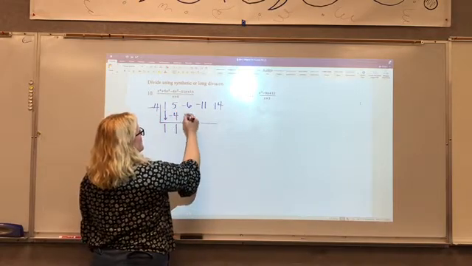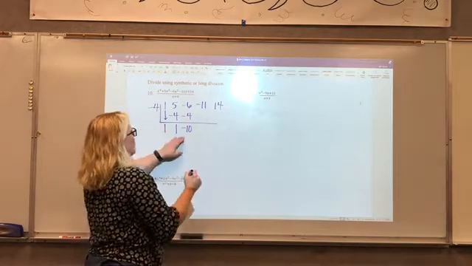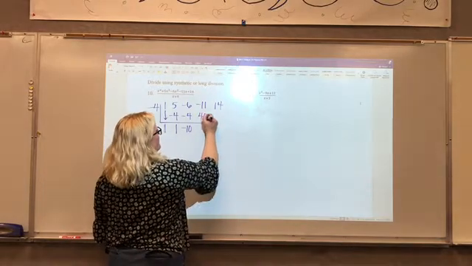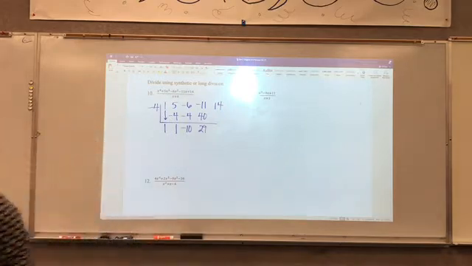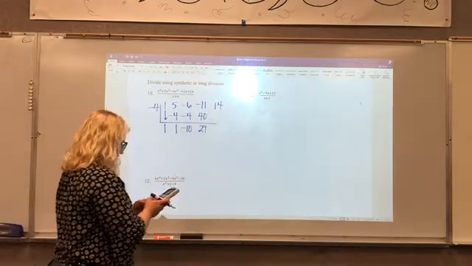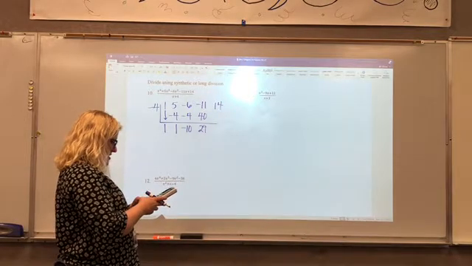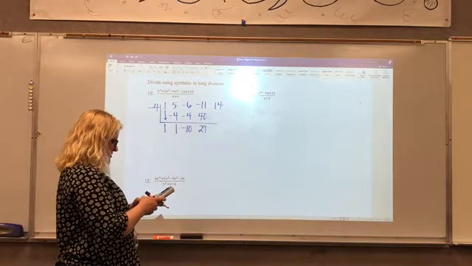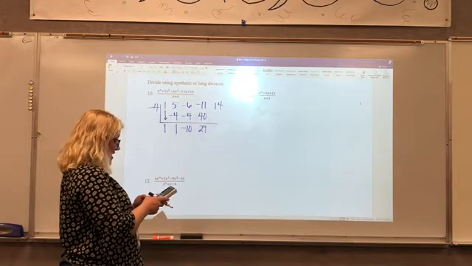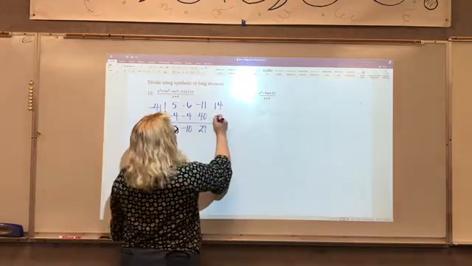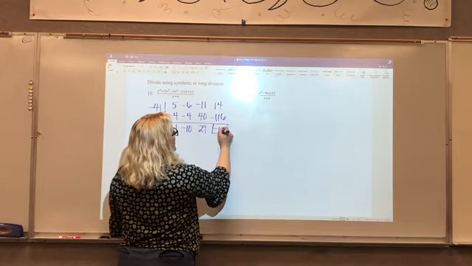Negative 4 times 1 is negative 4. I add these, it gives me negative 10. Negative 4 times negative 10 is 40. I add these and get 29. And then negative 4 times 29, oops, hang on a second, negative 4 times 29 is negative 116. And when I add those together, I get negative 102.